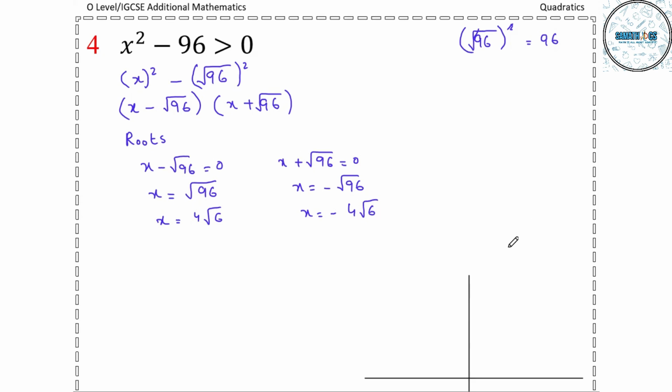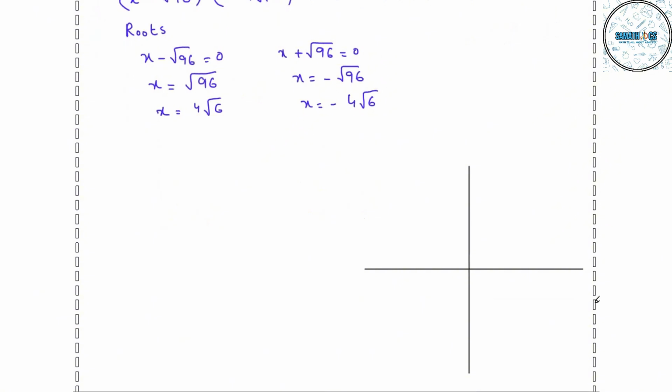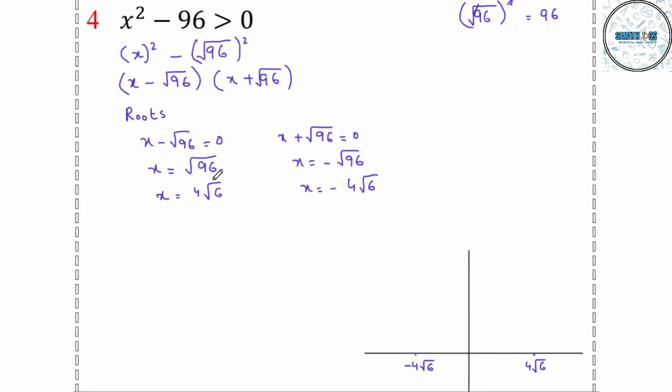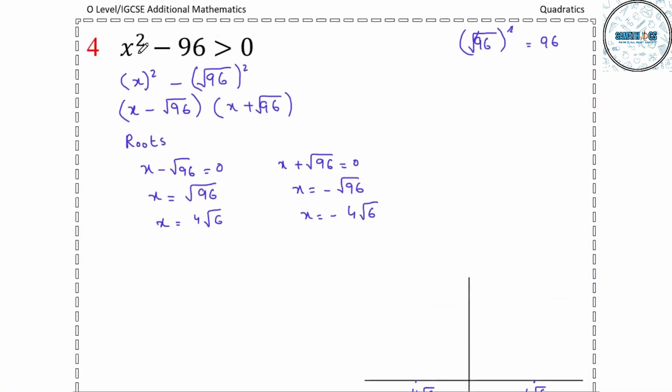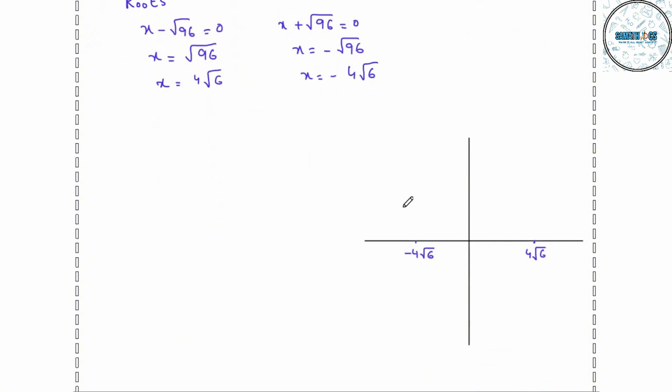Next step is to sketch the graph. For sketching the graph, we will mark these roots. We have here minus 4 under root 6, we have here plus 4 under root 6. As the coefficient of x squared is positive, the curve is to be a minimum curve. And we will sketch a curve.